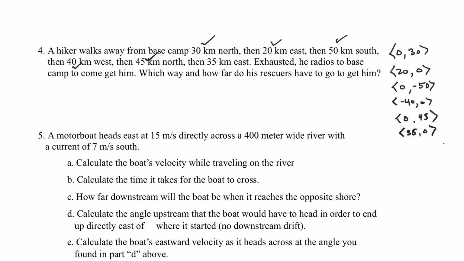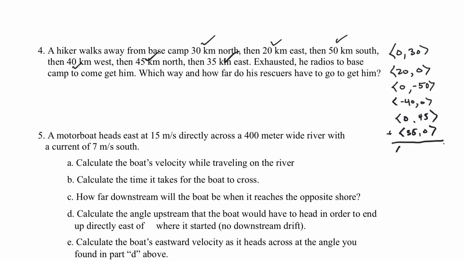Double check: we have 30 north, 20 east, 50 south, 40 west, 45 north, and 35 east. Quite a few of these things. I would absolutely double check them before assuming I did it right, because I obviously skipped one myself. Because I have all of these, I can simply add them all together without worrying about all those combinations of vectors. I make sure I got the signs right and put all of them together.